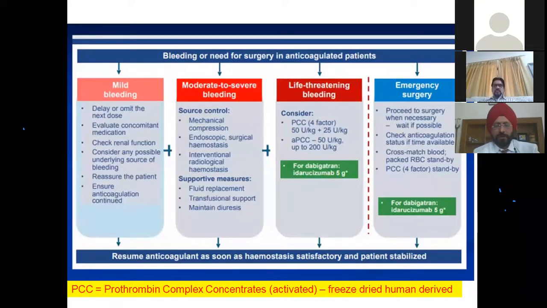These are freeze-dried, human-derived, and they can be used immediately. They are not ABO. You don't need to do a blood grouping. Of course, for dabigatran, you do have an antidote, and very soon probably we are getting one for Xarelto also.